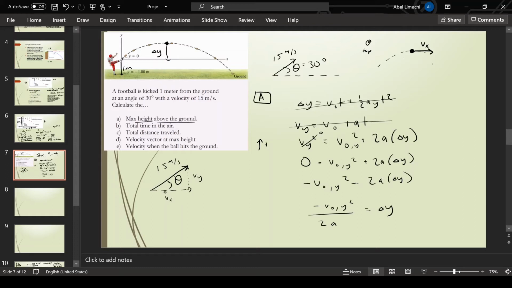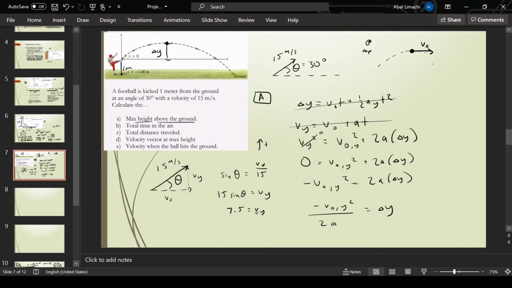But to save time, we know that this angle here is going to be 30. So if we take the sine of this angle, it is going to be equal to the opposite over hypotenuse, V in the y direction over 15. 15 sine theta equals Vy. We know that theta is 30, so 15 sine of 30 degrees is equal to Vy, which is 7.5.